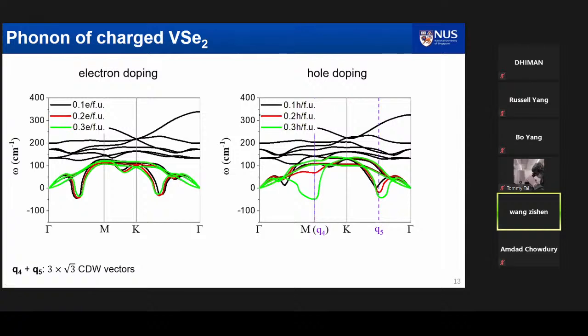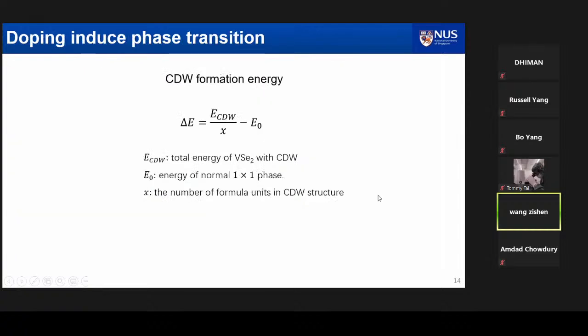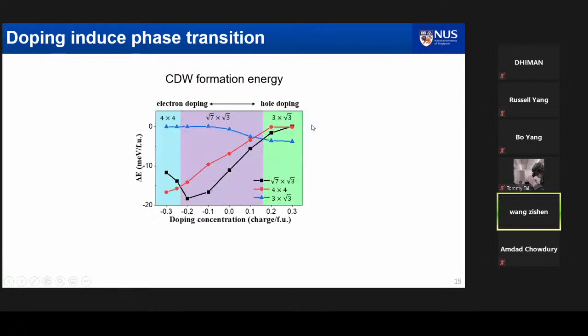So according to the phonon spectrum, it is expected that the new 3/√3 CDW may appear under hole doping. To further explore the possible CDW phase transitions, here we define the CDW formation energy by these formulas. E_CDW is the total energy of the VSe2 CDW structure, x is the number of formula units in this structure, and E naught is the energy of the 1/1 phase. Based on these definitions, here I show the CDW formation energies calculated as a function of the doping concentration.